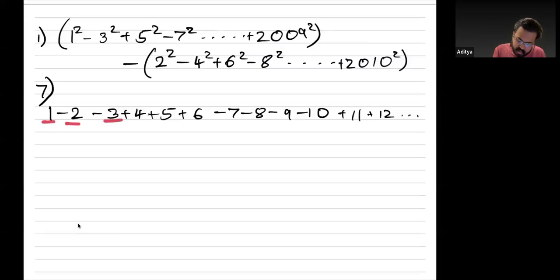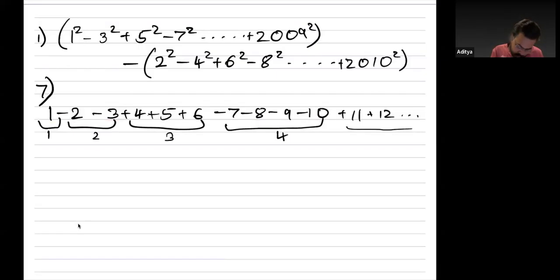1 minus 2 minus 3, then plus 4 plus 5 plus 6, minus 7 minus 8 minus 9 minus 10. So this is 1 number, this is 2 numbers, this is 3 numbers, this is the next 4 numbers, and this keeps going on until you reach 91. Try to think about this one.